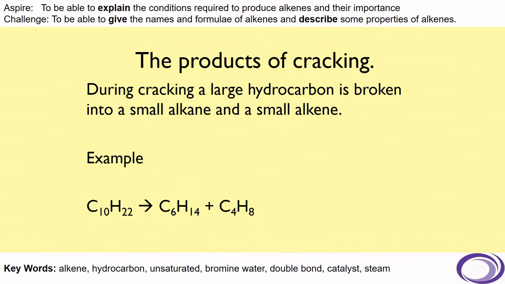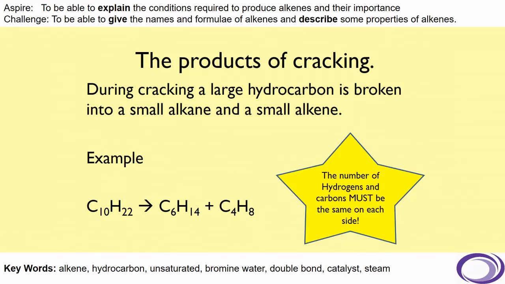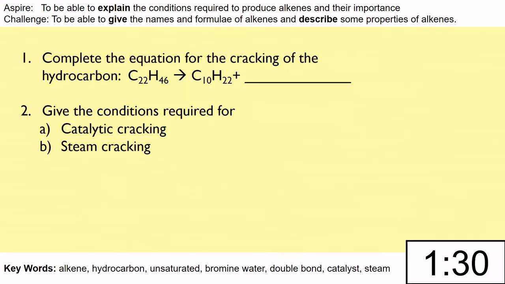Now if you look, the number of carbons in the product is the same as the number of carbons in the reactants, and the same also for hydrogen. And that's how we can figure out what the products are of cracking. The number of hydrogens and carbons must be the same on each side.